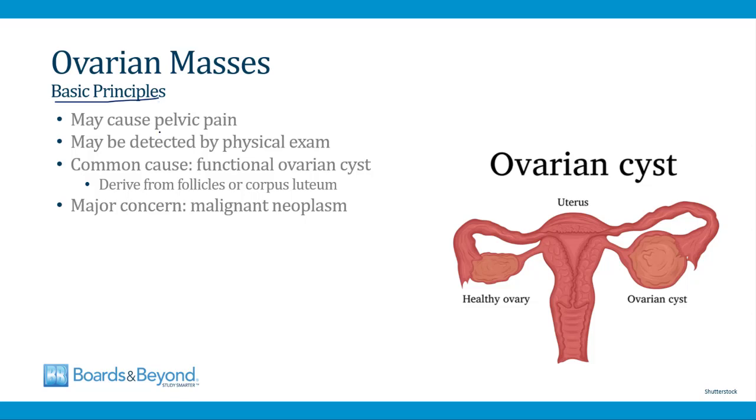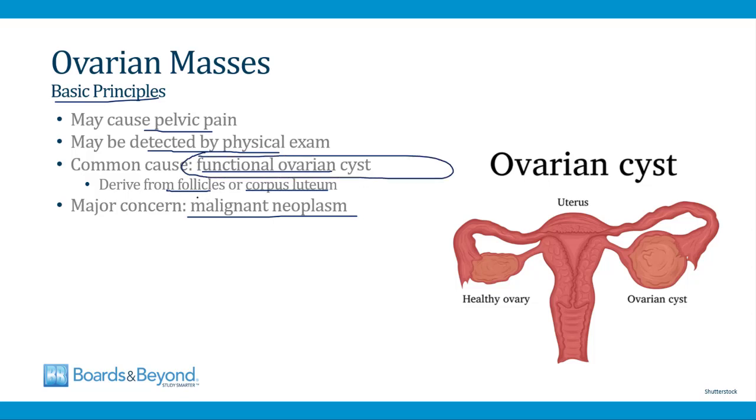So in general, ovarian masses can cause pelvic pain, although they are often asymptomatic, and they can also potentially be detected by physical exam. A very common cause that's benign is a functional ovarian cyst. These are cysts in the ovaries that derive from the follicles of the ovary or from the corpus luteum. The major concern, however, in any woman with an ovarian mass is that she may have a malignant neoplasm. So much of the workup of an ovarian mass and an adnexal mass is distinguishing between a benign functional cyst and a malignant neoplasm which needs to be surgically excised.